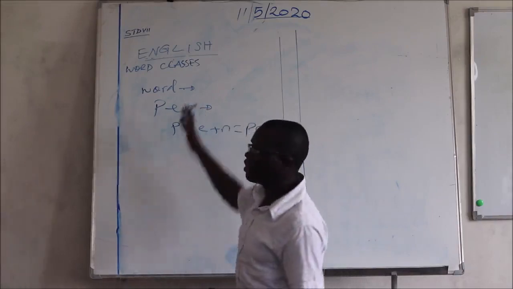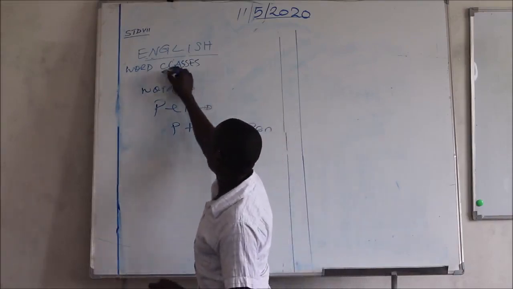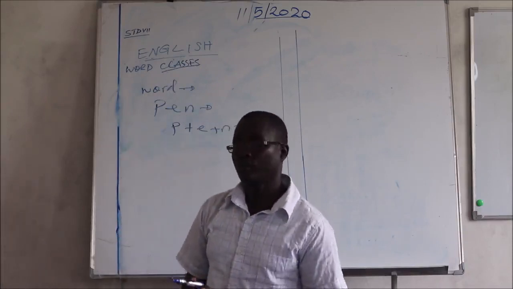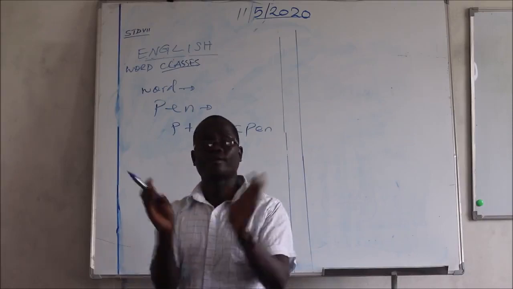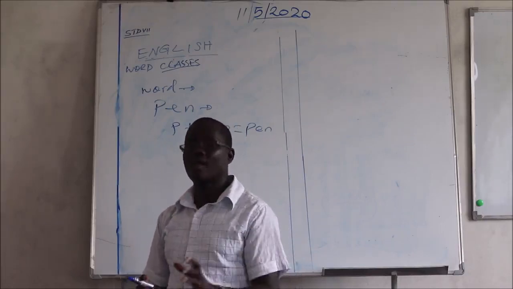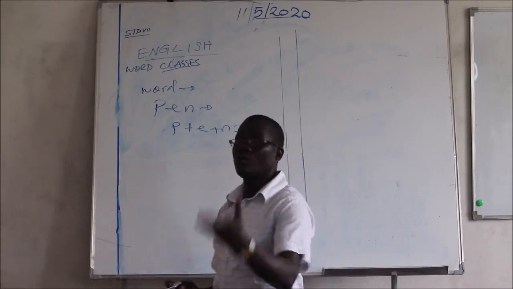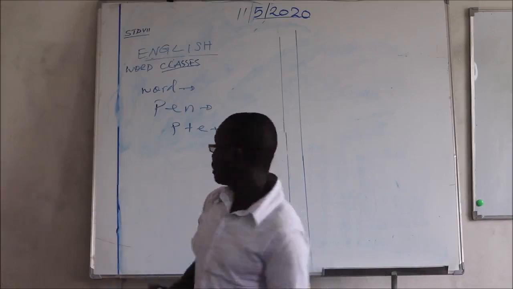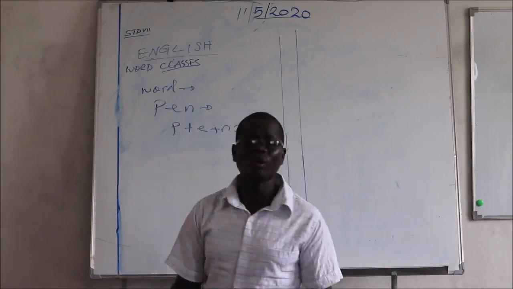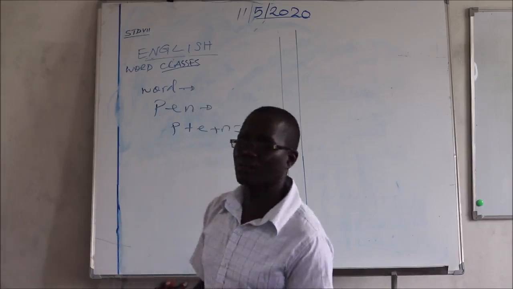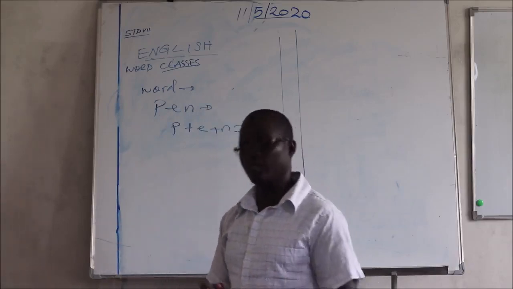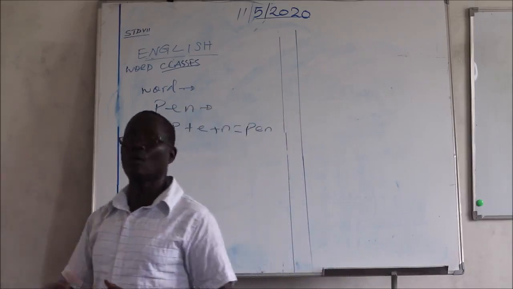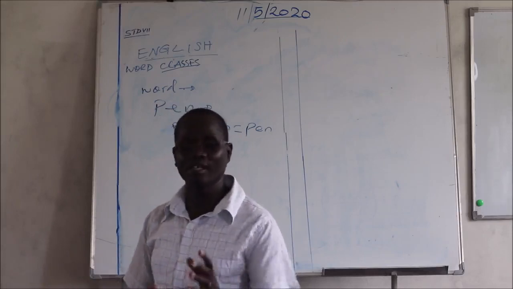After knowing what a word is, we're supposed to know what a class is. A class simply means a collection of several things. For example, when pupils are in a collection, we call them a class. Now let us see what word class is. When we talk of word class, we mean a collection of words, or a classification of words depending on the function they have in a sentence.